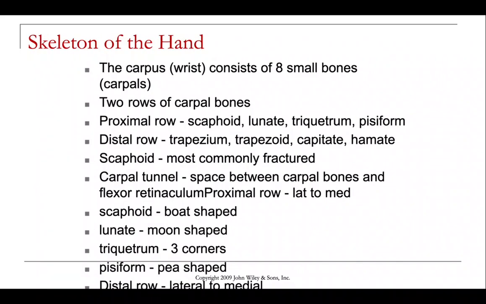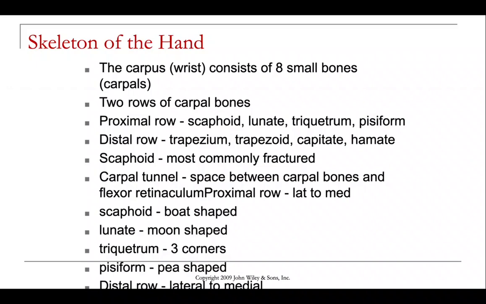So looking at the hand, the carpals make up your wrist. It's 8 small bones. It's 2 rows. The proximal row is going to be the scaphoid, lunate, triquetrum, and pisiform. The distal row is going to be the trapezium, trapezoid, capitate, and hamate. The scaphoid is the one that is most commonly fractured. So it just has to do with if a person falls and they put their hands out in front of them to try and catch their fall, the pressure goes onto that bone. The carpal tunnel is the space between the carpal bones and the flexor retinaculum.